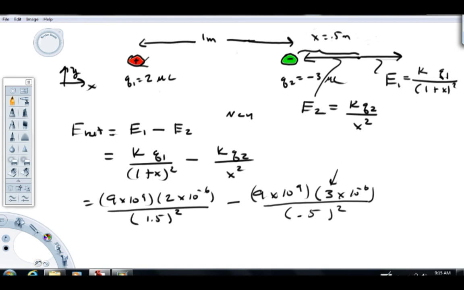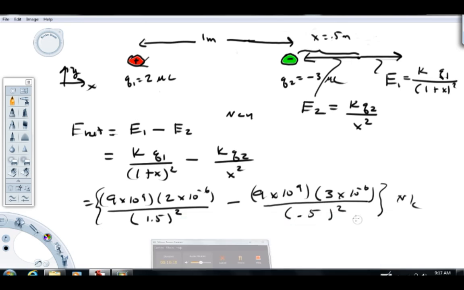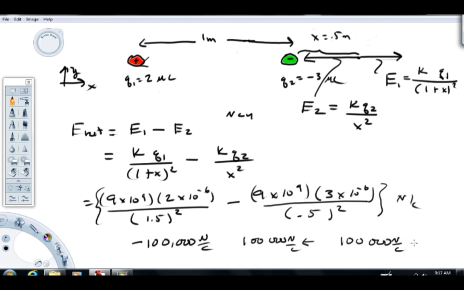And again, this will come out in Newton per Coulomb. I'm going to pause this for a moment while I calculate a value. Folks, I'm back. All right, so I ran the numbers here, and what I got out of this is minus 100,000 Newton per Coulomb. And the minus sign means left, so there's a couple ways we can write our answer. One way would be 100,000 Newton per Coulomb, and we can use an arrow to give the direction. Or in the language of unit vectors, we could write this as 100,000 Newton per Coulomb in the minus i direction.